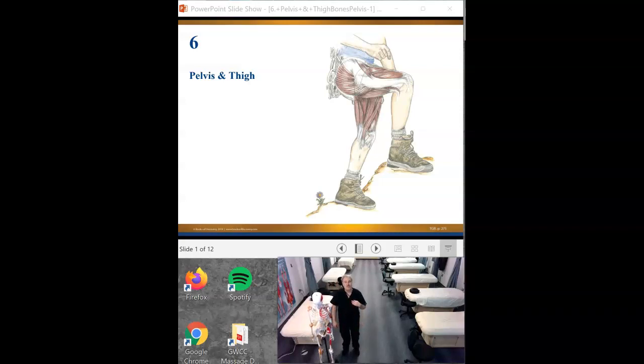This is why there's a difference between stomach crunches and sit-ups. Stomach crunches work my rectus abdominis.